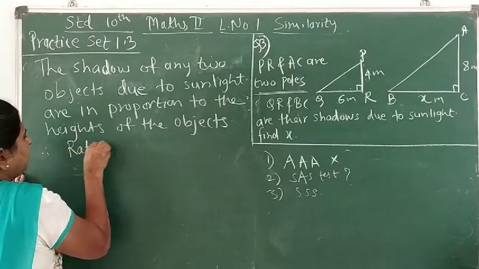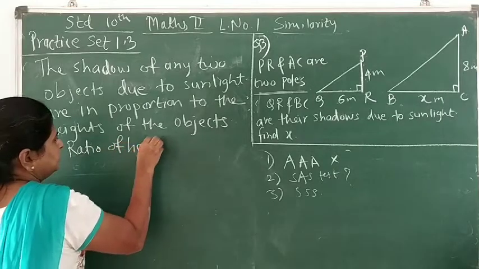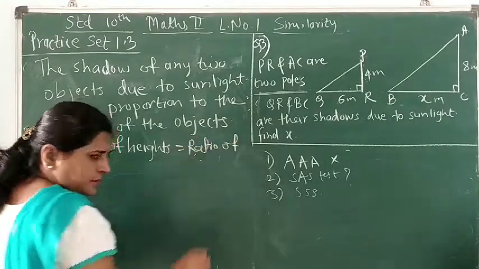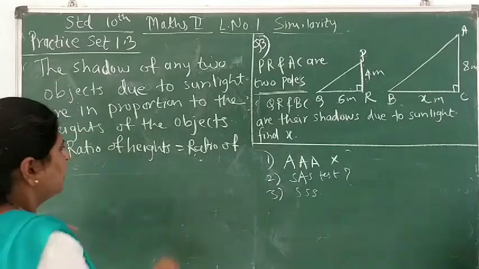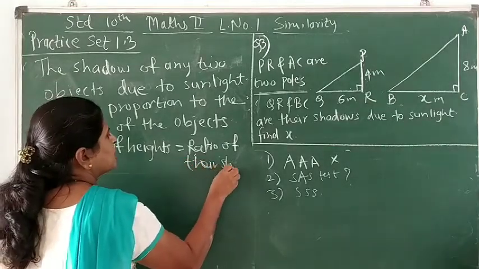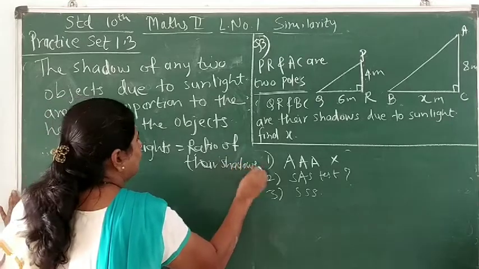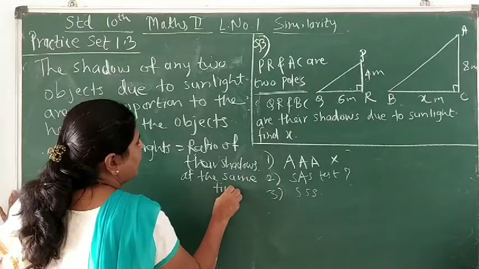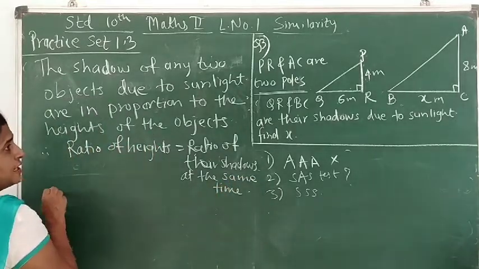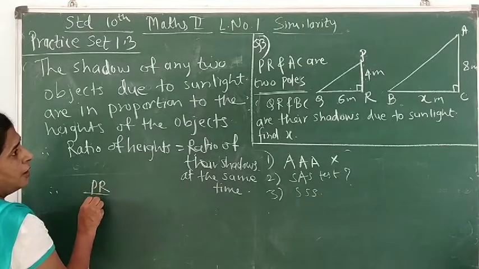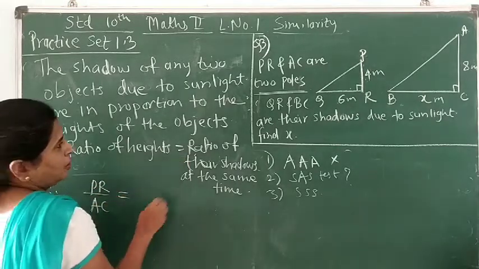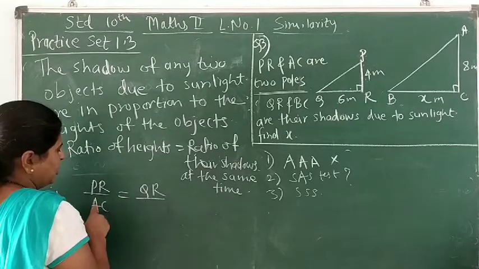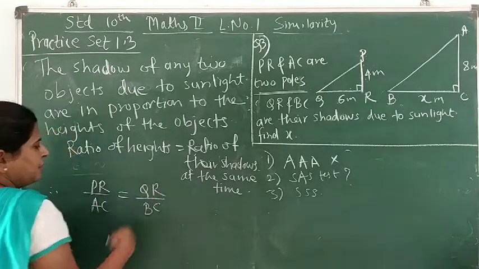therefore we can say that the ratio of heights is equal to the ratio of their shadows at the same time. Okay, this is important. At the same time it should be. So what is the ratio of the heights? Ratio of the heights, you can take it as PR upon AC is equal to the shadows, QR. The corresponding shadow of pole PR is QR and the shadow of pole AC is BC. So these are in proportion.